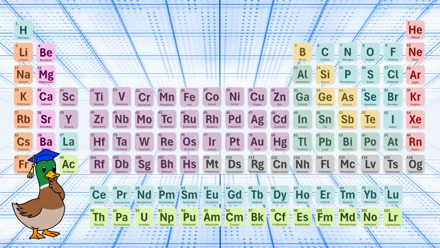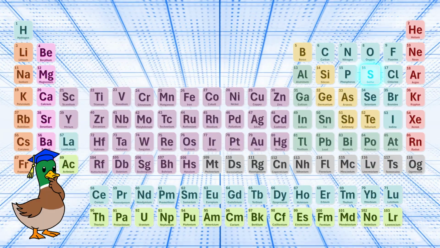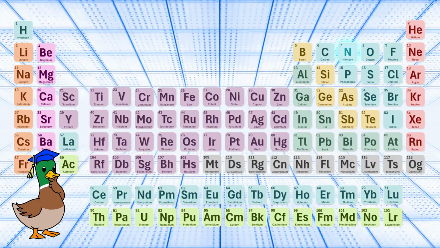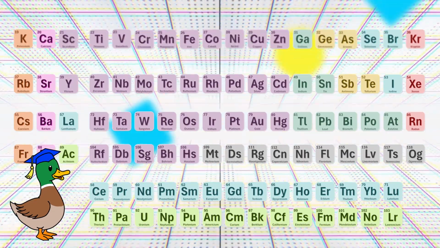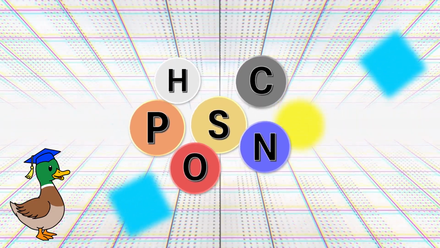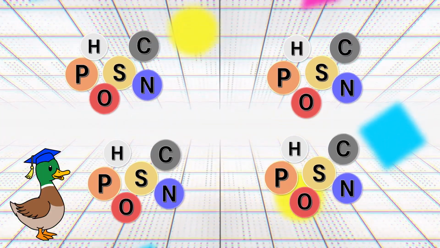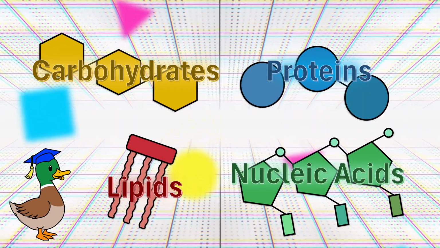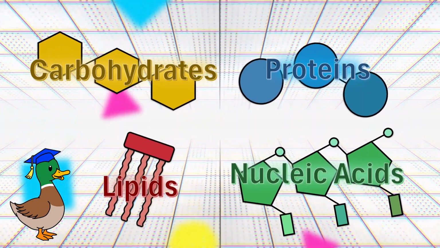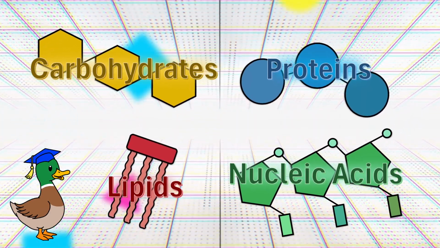The elements most commonly found in these large molecules are sulfur, phosphorus, oxygen, nitrogen, carbon, and hydrogen, sometimes abbreviated as SPONCH. Depending on the quantity and arrangement of these atoms, we get 4 different types of biological macromolecules: carbohydrates, proteins, lipids, and nucleic acids. Each type comes with unique properties and functions, everything from energy storage to genetic information.